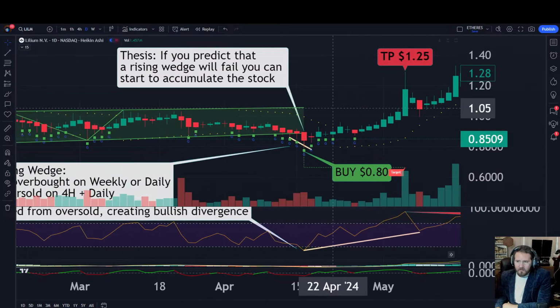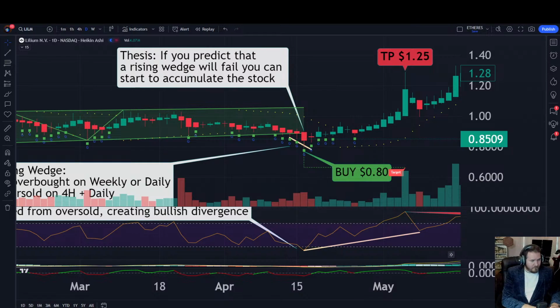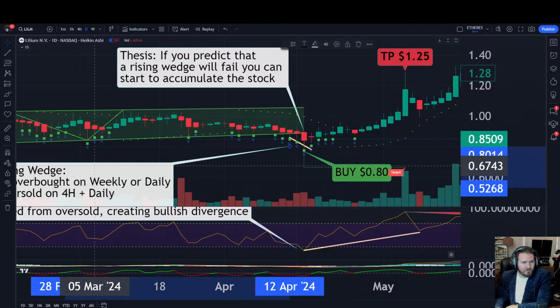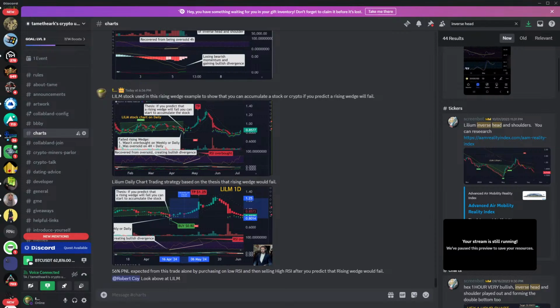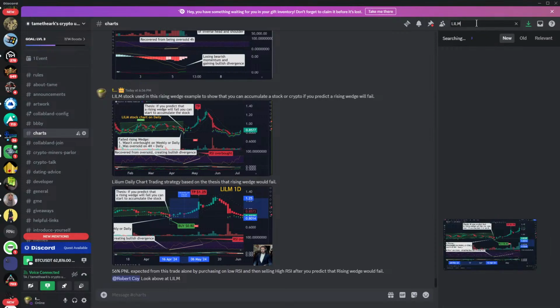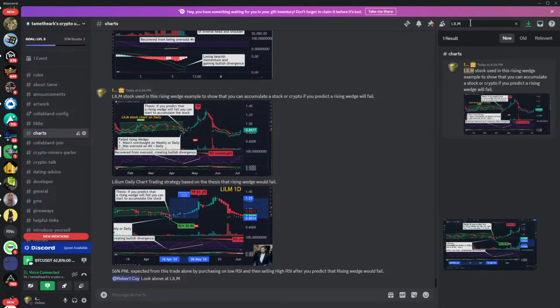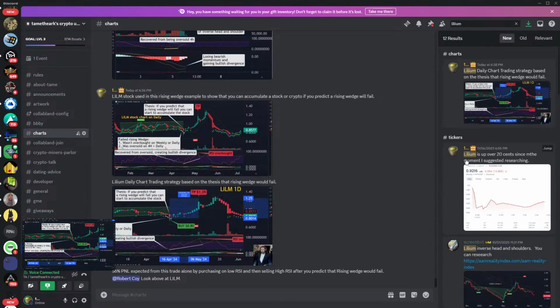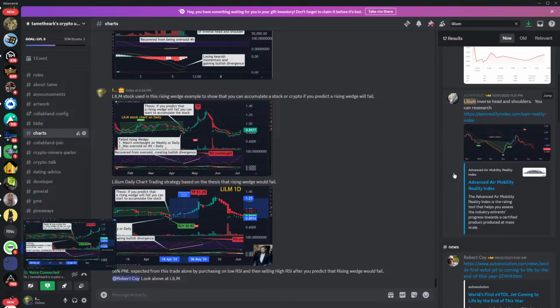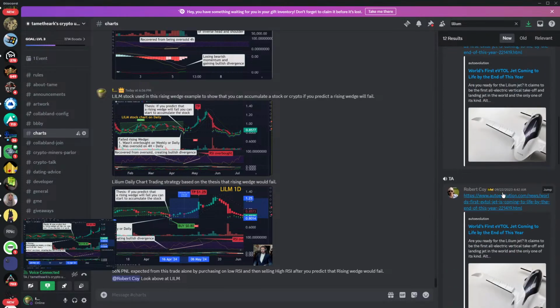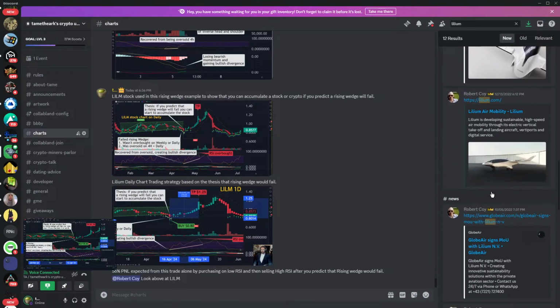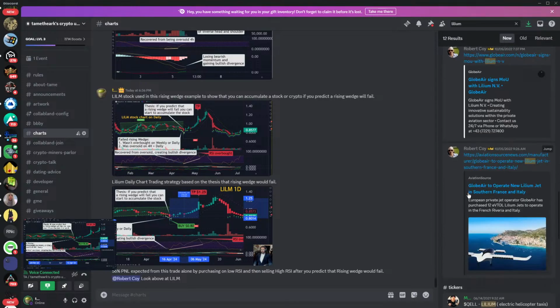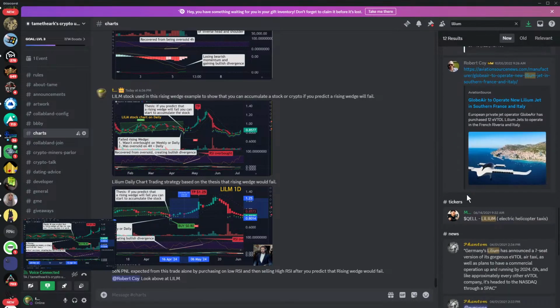We can look at other stocks that are similar. Let me tag Rob Coy in this as well. But this was a Lilium chart. And if I go to my Discord and I type Lilium, we see this. I typed the word Lilium. I mentioned that we should research it, and Rob was putting articles back here in this stock in 2023 as well. This company was really dealing with the jets.